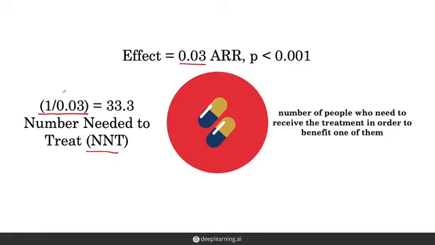In our case, an NNT of 33.3 means that if we treat 33.3 people, we will save one person from a heart attack.